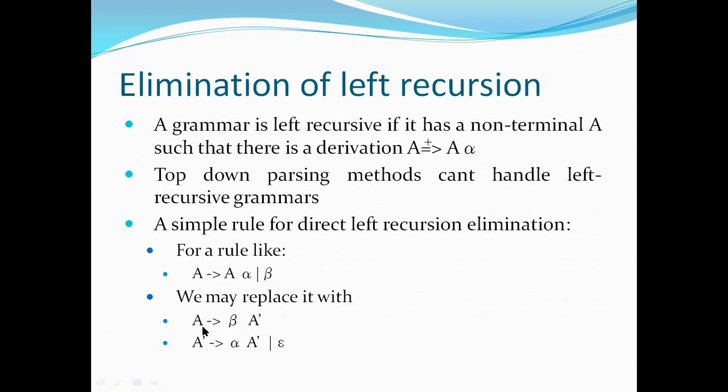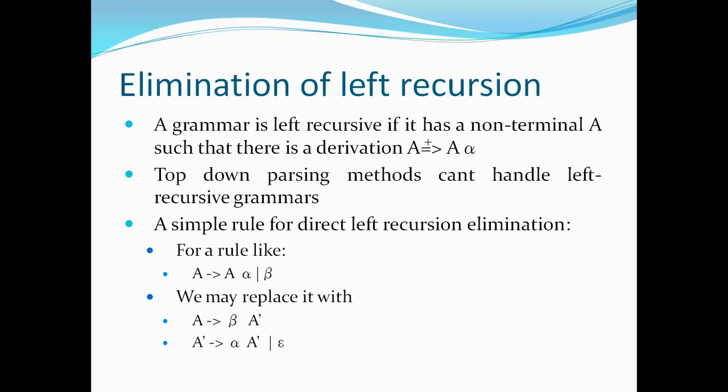So in previous semester A is production with A alpha or beta, so then we are using A is production with beta Z and beta, and A dash is production with alpha Z and alpha. So that is we are using in previous semester. So different textbooks we are having the elimination, so both are correct.